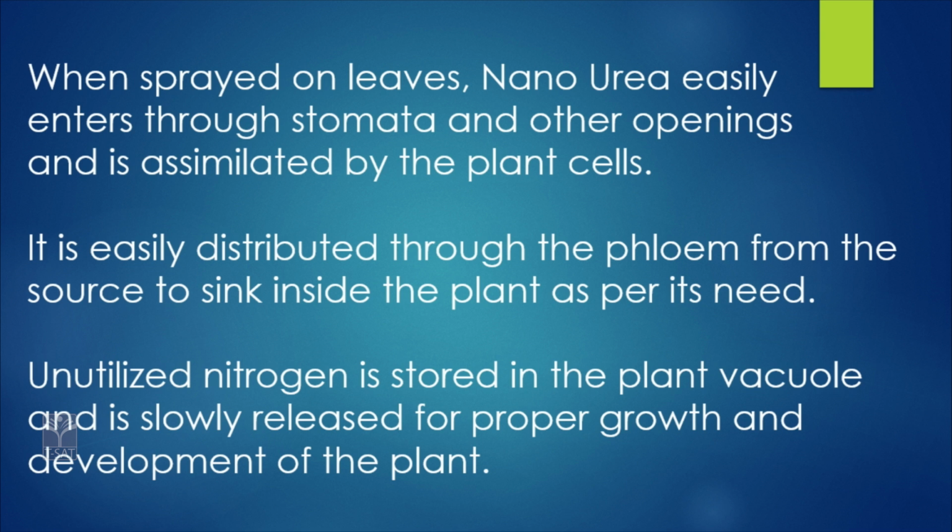When you spray this nano urea liquid on leaves, nano urea easily enters through the stomata and other openings and is assimilated by the plant cells. It easily enters the stomata of the plant, that is a very important thing. When you spray it on leaves, it is easily distributed through the phloem from the source to sink inside the plant as per its need. Unutilized nitrogen is stored in the plant vacuole and is slowly released for proper growth and development of the plant. This is one more important thing here. Unutilized nitrogen will be stored in the plant.